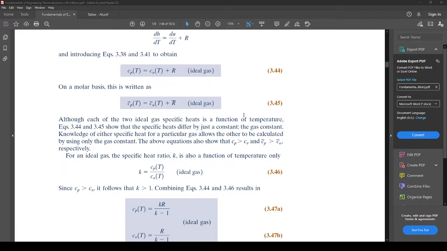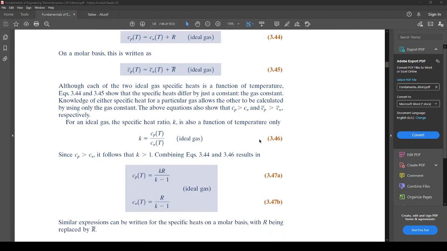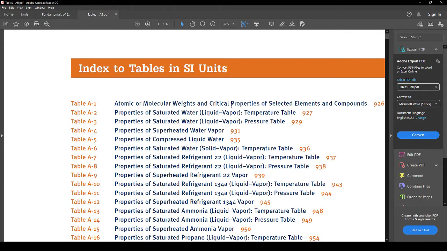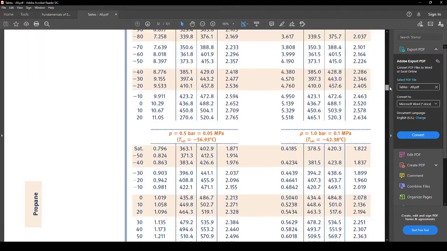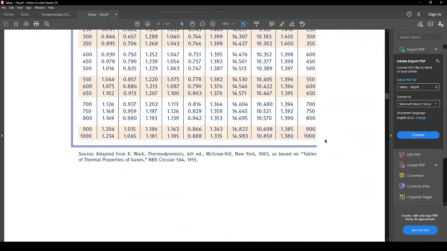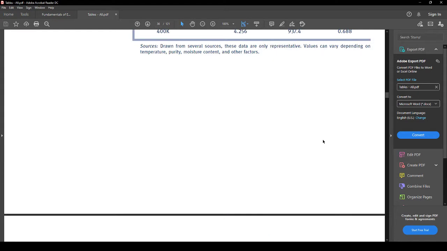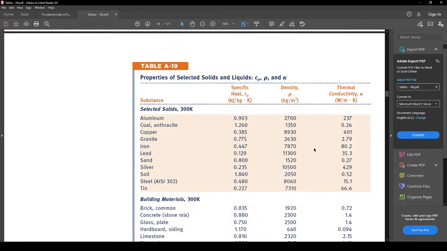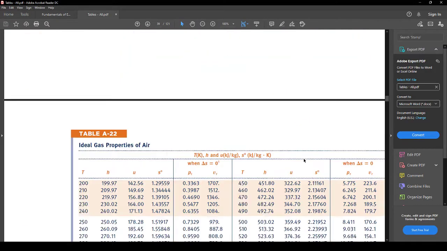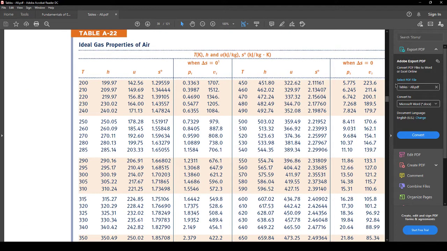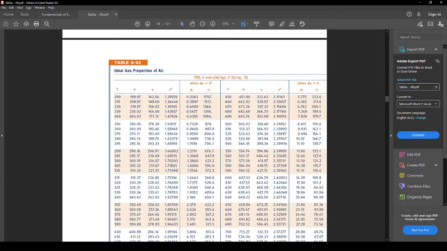And why this is relevant is the following. We have a new table to go to: Table A22, the ideal gas properties of air. So let's go down there. I think I just missed it, actually. Yes, here it is. Oh, nope, that's not it. A couple more down. So Table A22, this is right here, is the ideal gas properties of air.